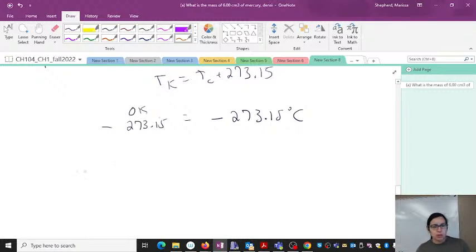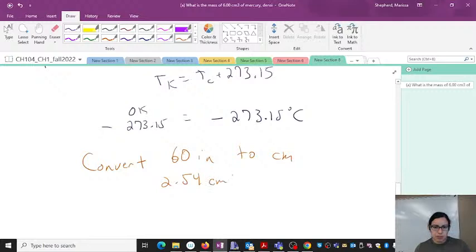So let's do another example. Convert 60 inches to centimeters, given that 2.54 centimeters equals 1 inch. And let's do 60.0, just so we don't lose too many sig figs. Sorry about that. I'll rewrite that.